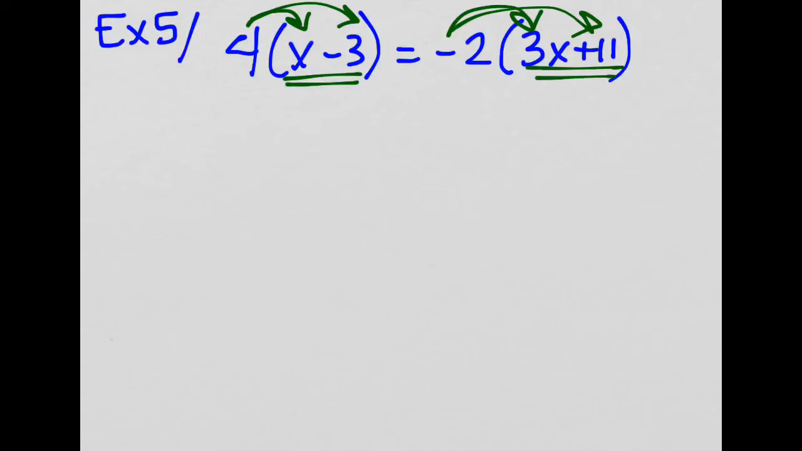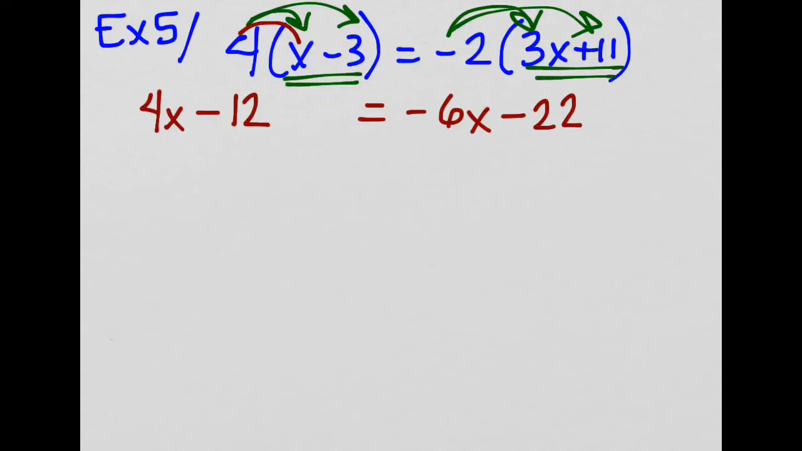Okay, so let's just write all this out. I'm going to come all the way over the side. It's going to get a little bit longer. I have 4x. And then a 4 times a negative 3 is negative 12. Set that equal to a negative 2 times a negative 3 gives me negative 6x. And a negative 2 times an 11 is negative 22. All right, I guess I overcompensated there.